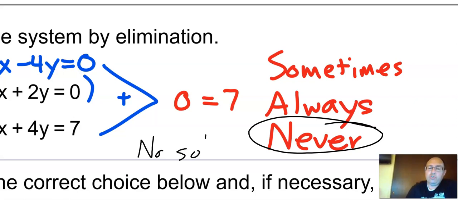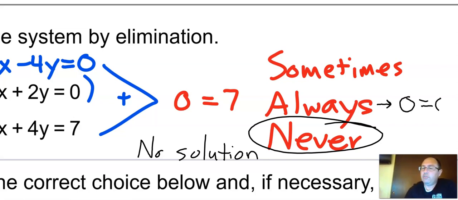Now, when would you end up with an always true? An always true would end up happening if you got like 0 equals 0. It would also end up if you ended up with like 5 equals 5. Or 17 equals 17, something like that, where there's no x's and there's no y's, but you have the same number on both sides of the equation. That would be an always situation. Never is when they don't equal each other.